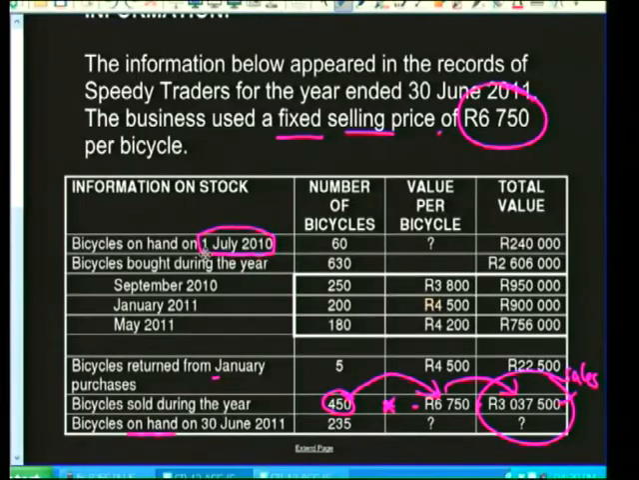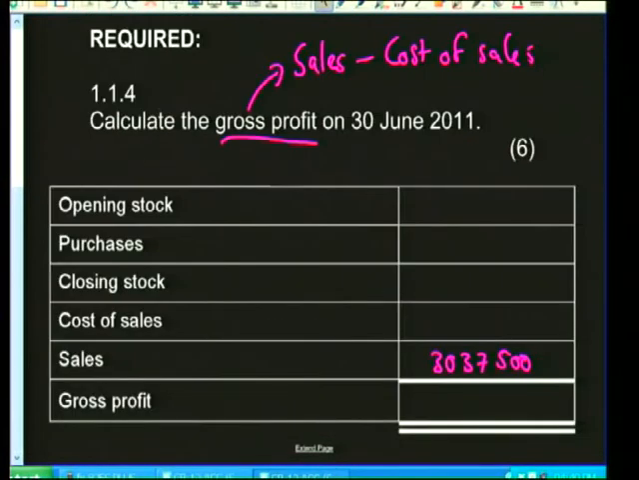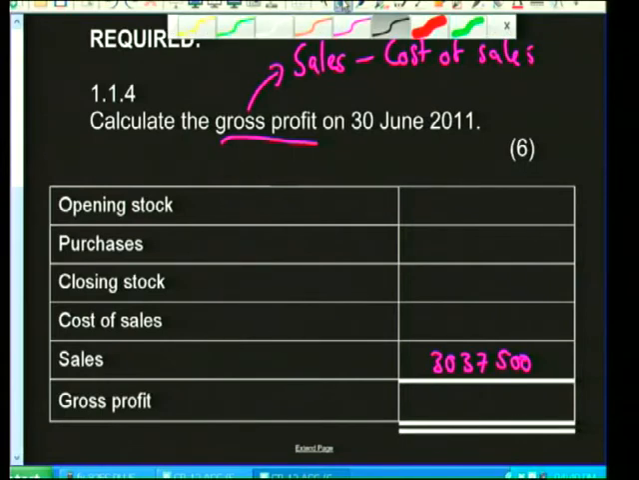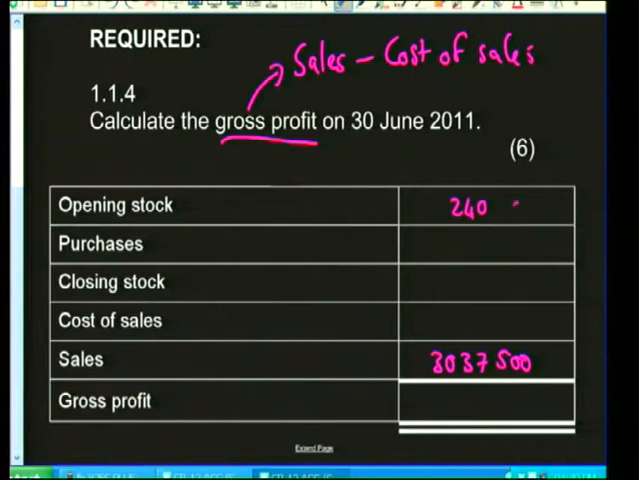If ever you need to calculate what your opening stock is, remember that that is the value of the stock that you started with. They've actually been quite nice to us in this question in that they've given us the total value here at the end. So what you should be able to see is that our opening stock is 240,000 Rand. So what I'm going to do is I'm just going to fill it in here on the sheet, 240,000 Rand. That is my opening stock. In other words, that is the number of bicycles that I began the year with.